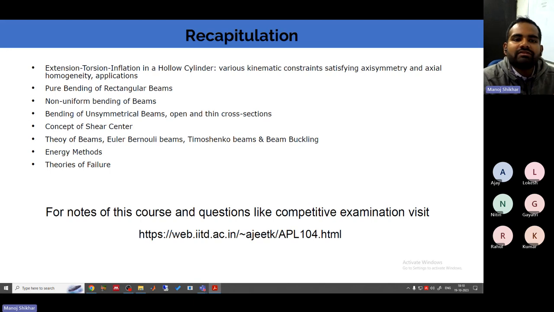So this was the recapitulation, and today is the last class. So I wanted to discuss a few numericals. So let's start this session, and I will try to cover as many questions as I can.